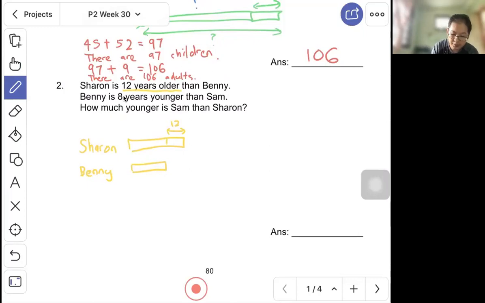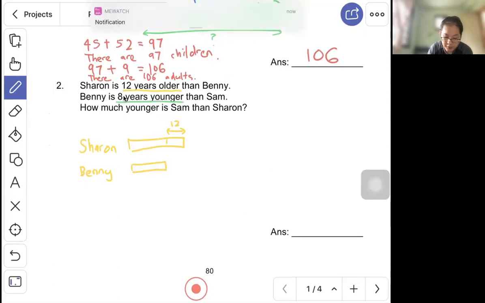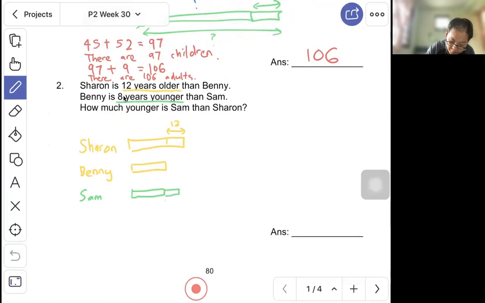Next, Benny is 8 years younger than Sam. So Benny is younger, then Sam will be older by 8. So now, how much younger is Sam than Sharon? So we compare Sharon and Sam. We take 12 minus 8 and we can find how much younger. Four. So once your model is drawn properly, you can see that Sam is 4 years younger than Sharon.